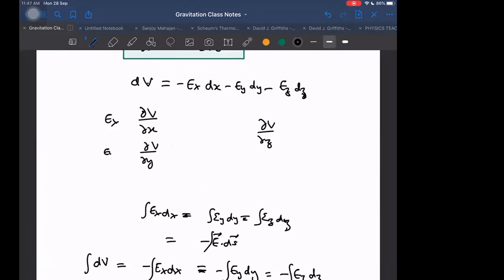Ex, Ey, and Ez equals, wait a second. E is equal to minus of this into i cap, minus of this into j cap, minus of this into k cap, with del V by del x, del V by del y, del V by del z. This way we can write. Okay. And now from here it is even more clear why we are getting this result.